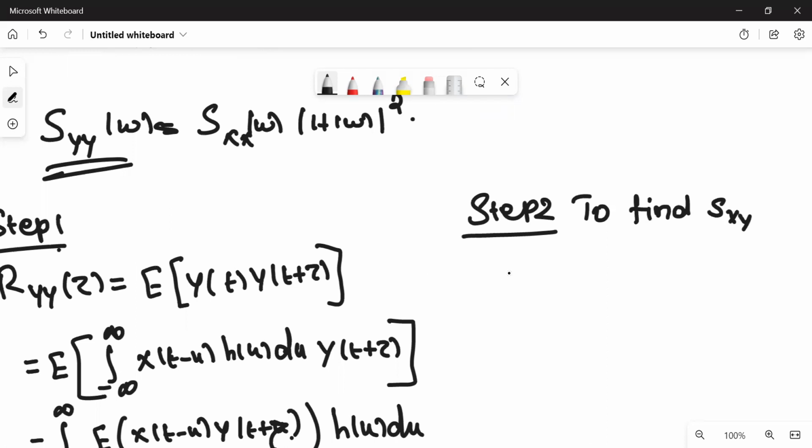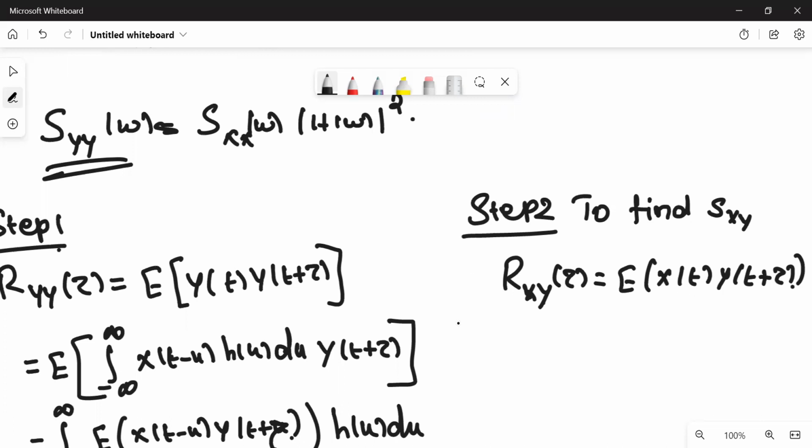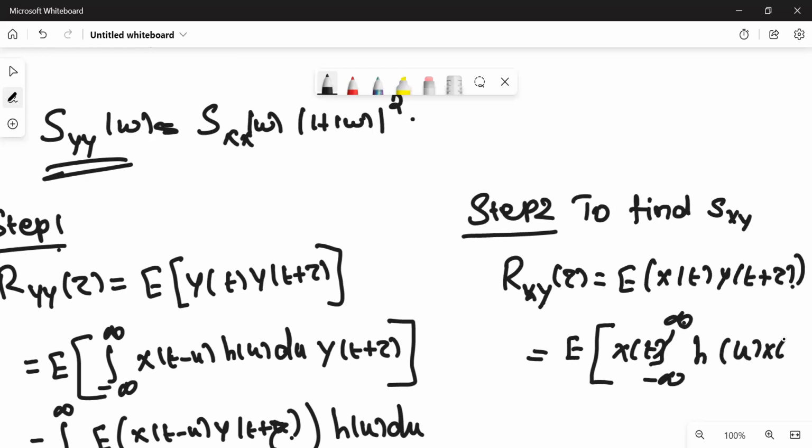We want to find SXY. For that, we start with RXY of tau. By definition, what is RXY of tau? E of x of t, y of t plus tau. But only the output function is defined: y of t is defined as integral, so that definition can be applied only on the output function. So I keep this x of t as such. y of t can be written as integral from minus infinity to infinity of h of u x of t plus tau minus u du.